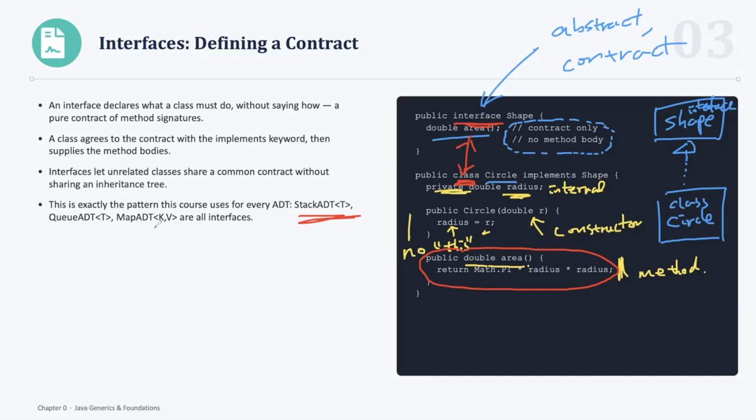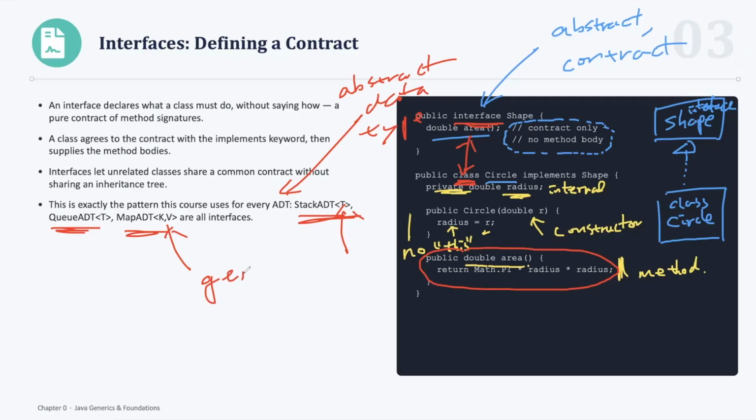You will soon see interfaces like Stack ADT, Queue ADT, and Map ADT. You might notice letters like T or K and V inside angle brackets next to those names. Do not worry about those generic type parameters just yet, as we will introduce generics in detail in an upcoming module. For now, simply remember that an interface defines the contract and our concrete classes implement the underlying data structure.